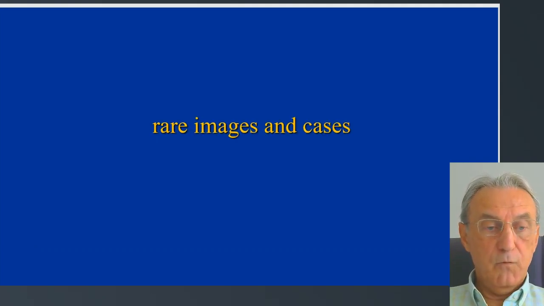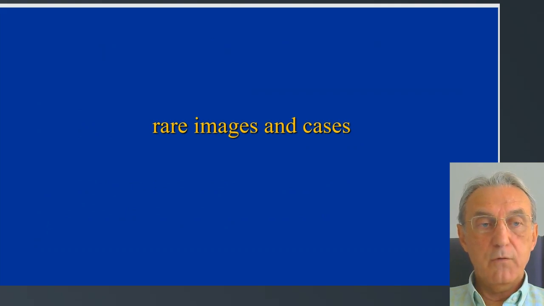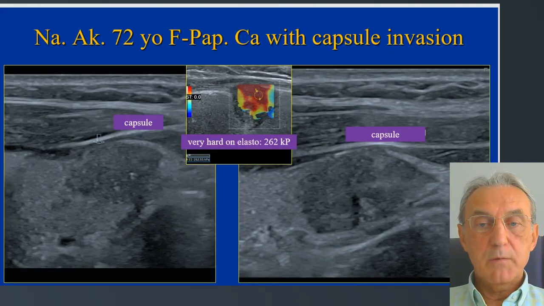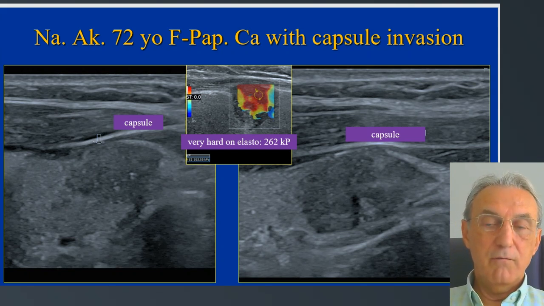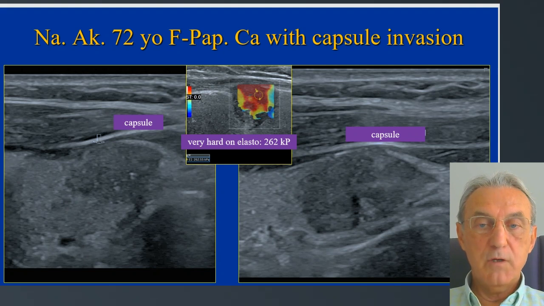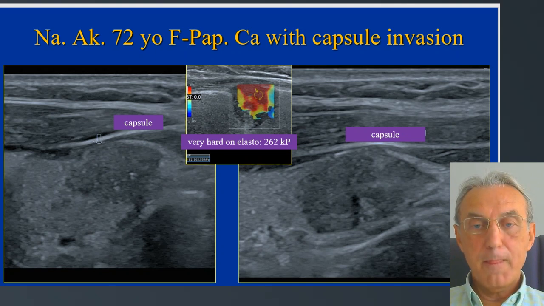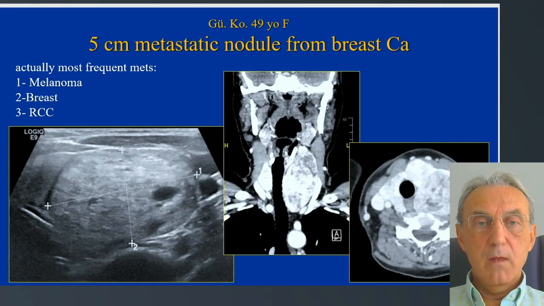So, I can show you some rare images and cases. Sometimes we can see the disruption of the capsule, but this is not very common. We cannot always be sure if the capsule is invaded or not. But this is a case with capsule invasion. You can see that the nodule invades the capsule, interrupts the echogenic capsule. This is a 49-year-old female with a nodule in the left thyroid lobe.